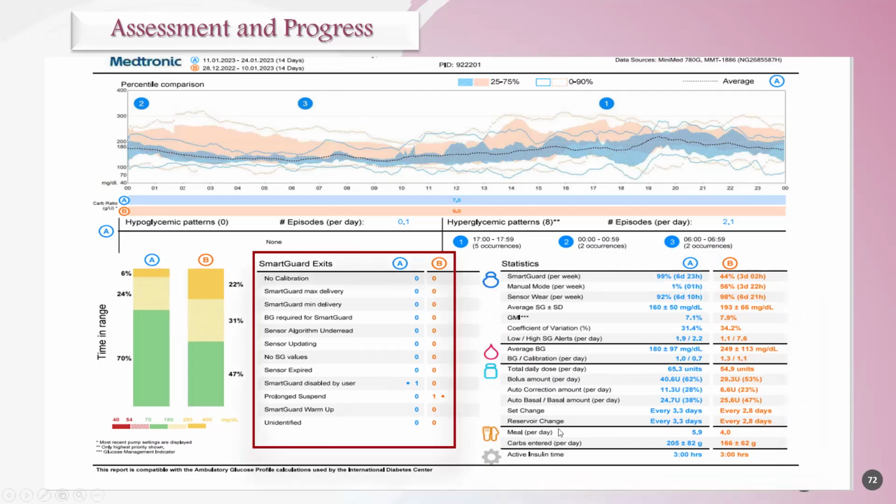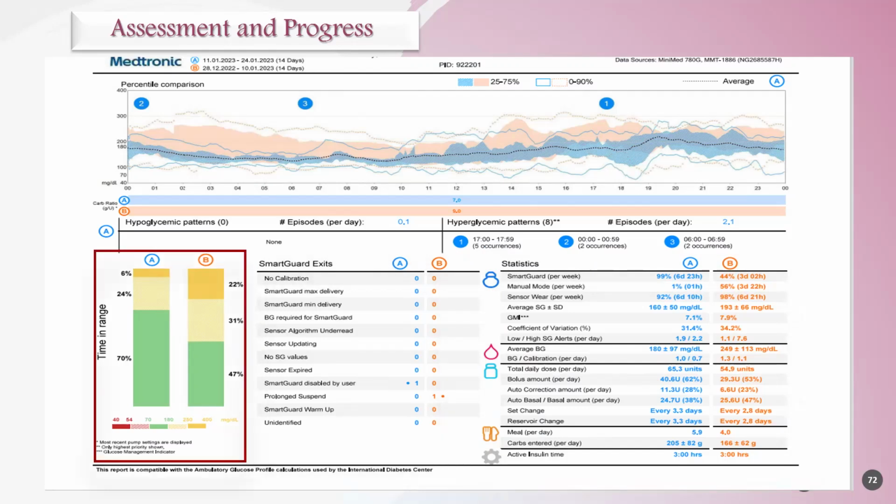Then moving to the Smart Guard exits. There is no Smart Guard exit. And here it writes for you fully the causes of Smart Guard exits. Next, the single AGP report as a time range. Time range first. Some doctors start with the time range, so firstly they want to see what happened between the two segments. Here we see very nicely that the patient has time in range 70%.